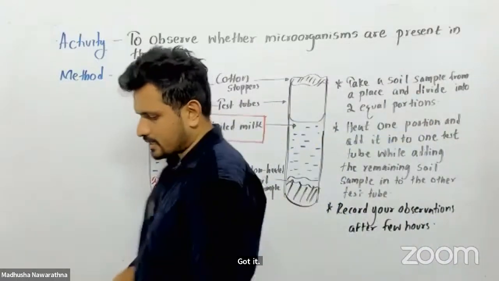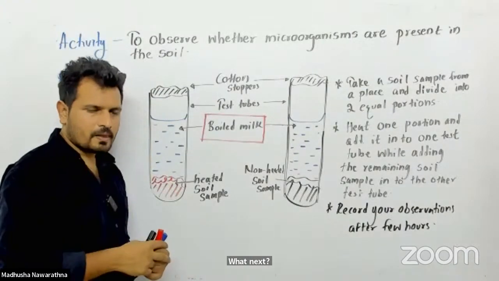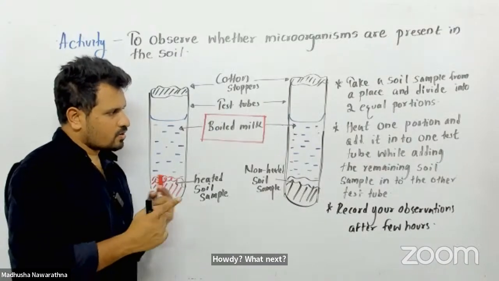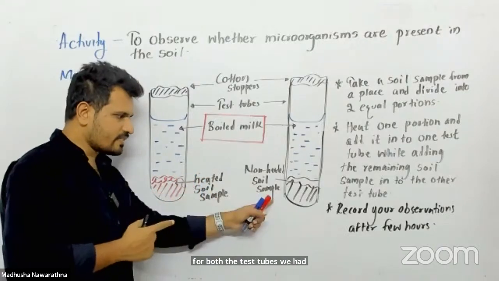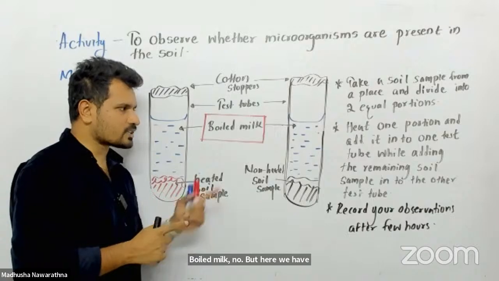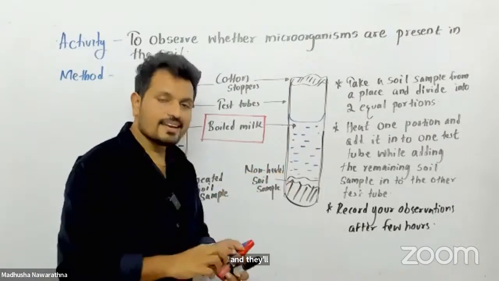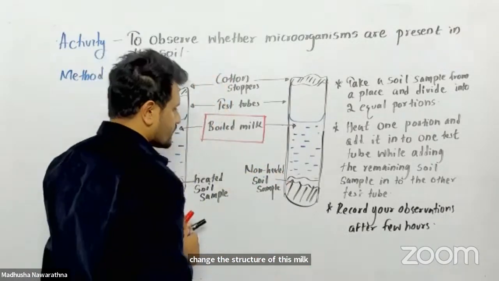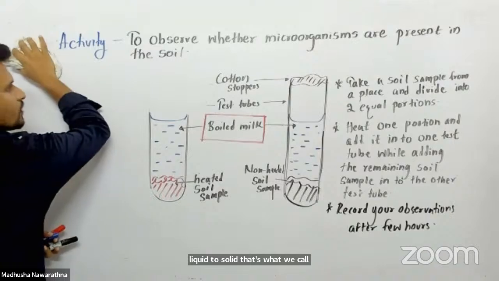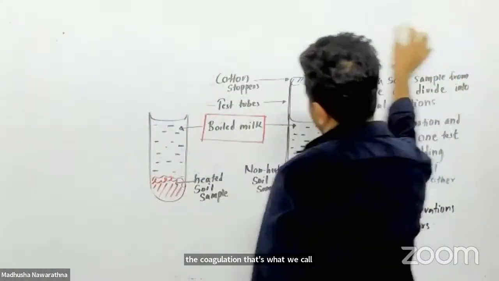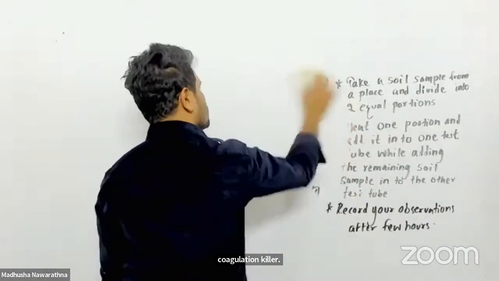What next? Son, for both test tubes we had boiled milk, no? But here we have the non-heated soil sample, and microorganisms will act on this and change the structure of the milk, from liquid to solid. Liquid to solid, that's what we call coagulation. That's what we call coagulation. Then write the observations.